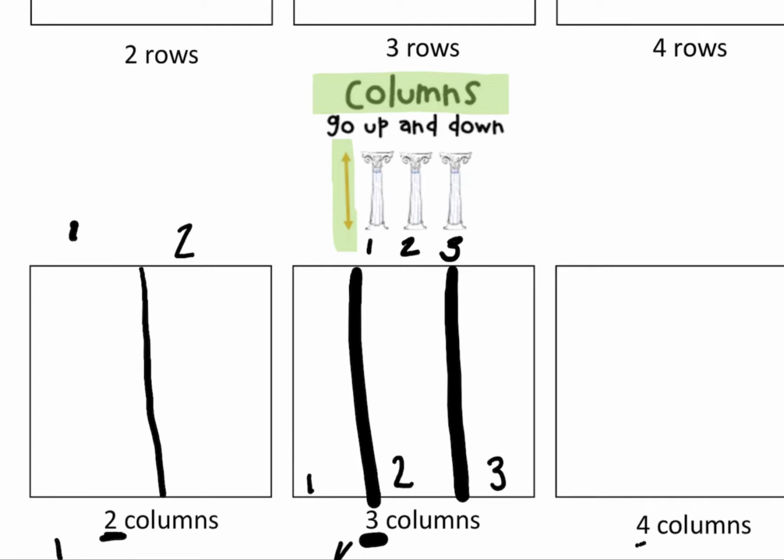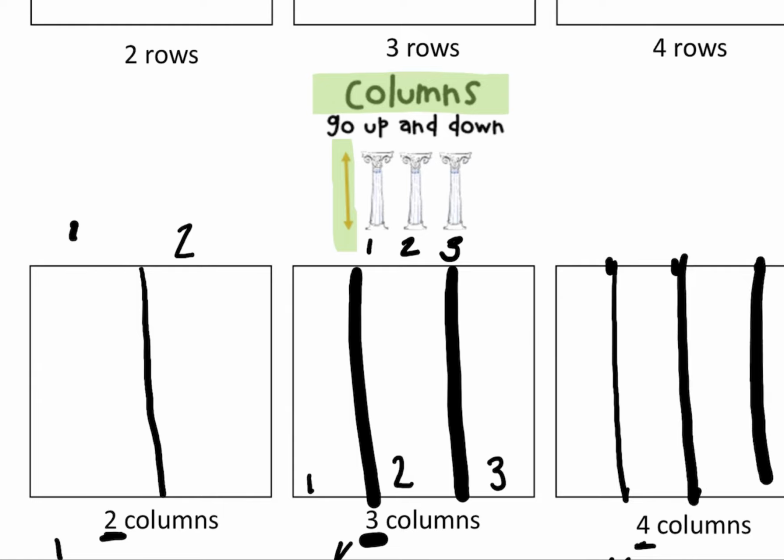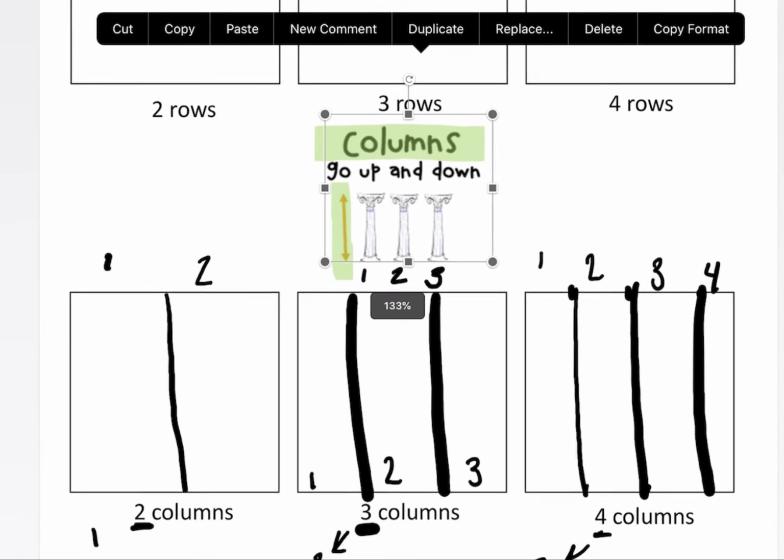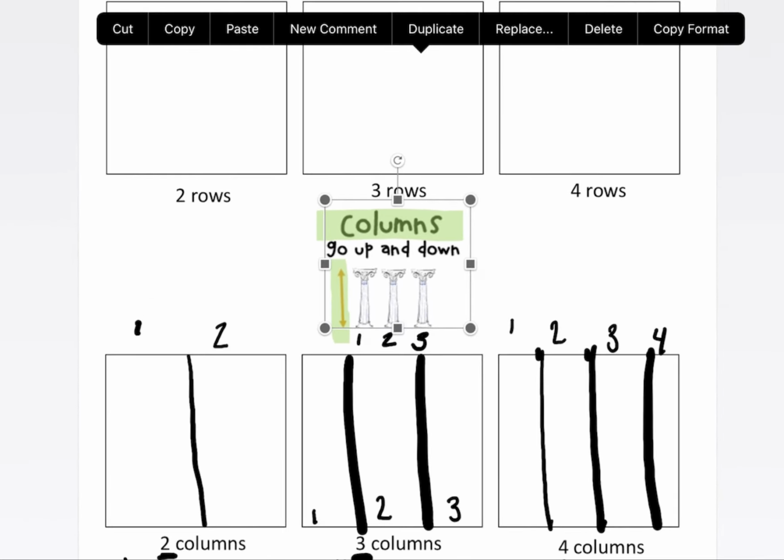Next, I have 4 columns. So how many lines do I want to draw? That's right, 3. So 1, 2, 3. Put them all down. 1, 2, 3. So now I have 1, 2, 3, 4 columns. Alrighty, boys and girls, good luck drawing your rows and columns.